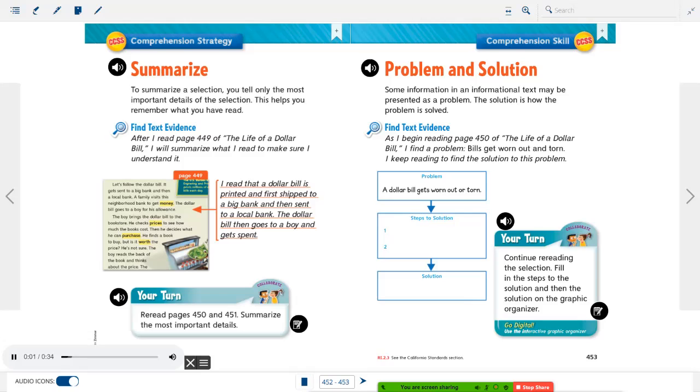Problem and solution. Some information in an informational text may be presented as a problem. The solution is how the problem is solved. Find text evidence. As I begin reading page 450 of The Life of a Dollar Bill, I find a problem. Bills get worn out and torn. I keep reading to find the solution to this problem. Graphic organizer. Problem. A dollar bill gets worn out or torn.